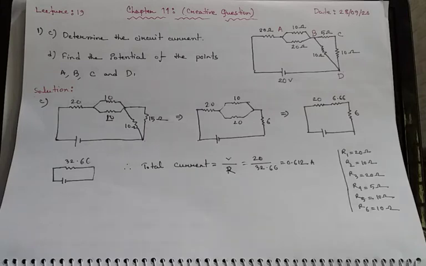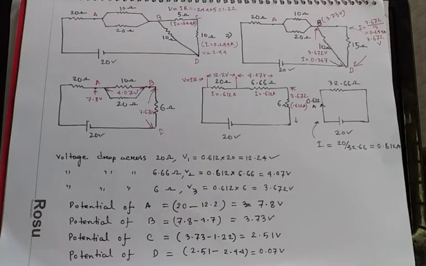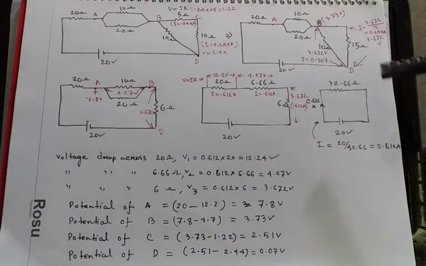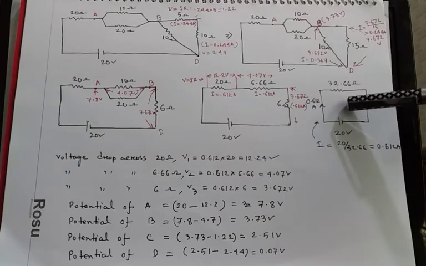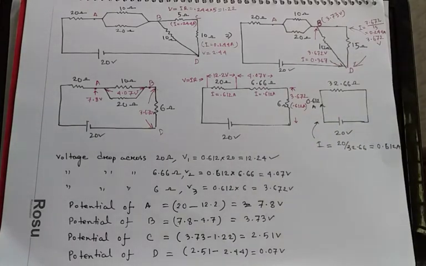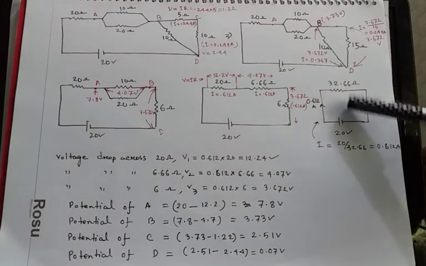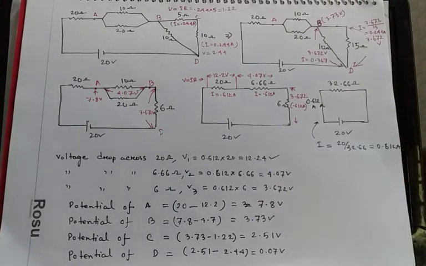But the complicated section is question number D. Find the potential of the points A, B, C, and D. So now we have to calculate the potential of points A, B, C, and D. For determining that, we will approach from the back side, that means approaching backward, from the end portion where we ended our total circuit. From that portion we will start again.